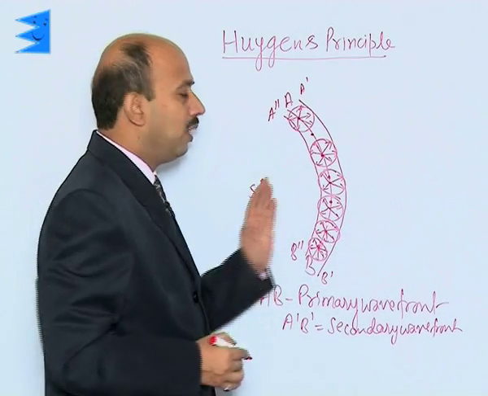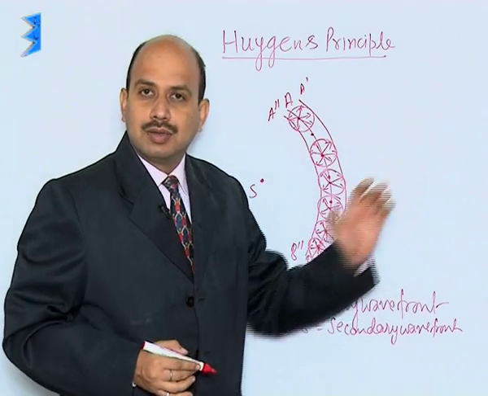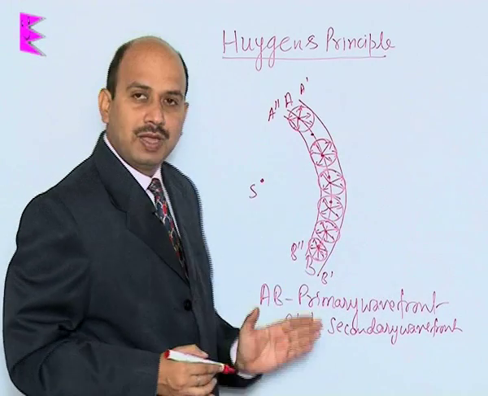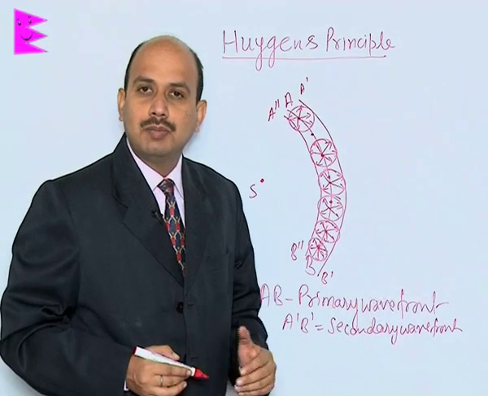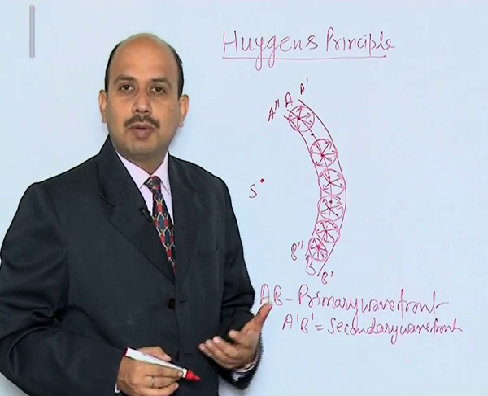If you go away from this source, as you go far and far away, you will find the wavefront will become a plane. Here it seems to be spherical, but as you go away from this, it will become a plane wavefront. So, this is about Huygens principle.